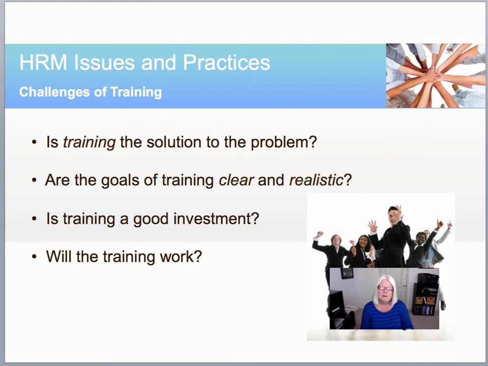Okay, and then we want to know, are the goals clear and realistic? We're going to set up objectives for training. They have to be clear. They have to be realistic. Training has to be a good investment. We don't want to spend $50,000 on training and the benefit is maybe $4,000. Okay, so it has to be a good investment for the company to be strategic. And then lastly, it has to work. Will the employees be able to return to their jobs and perform whatever skill was taught? That's called transfer of training.